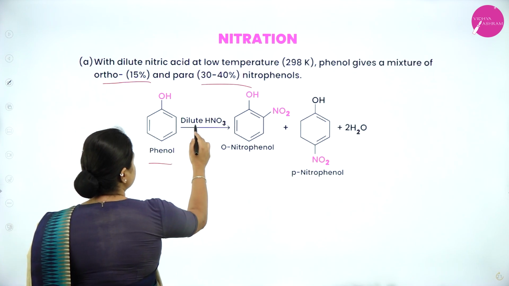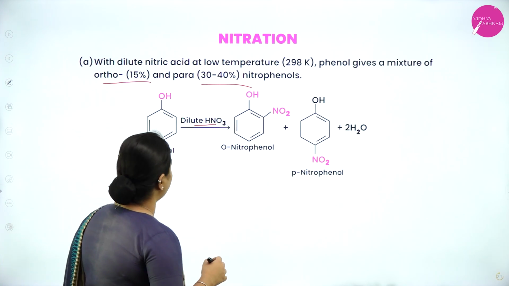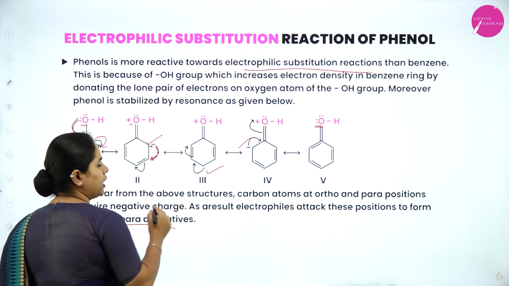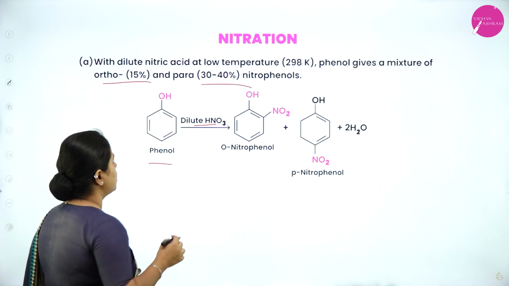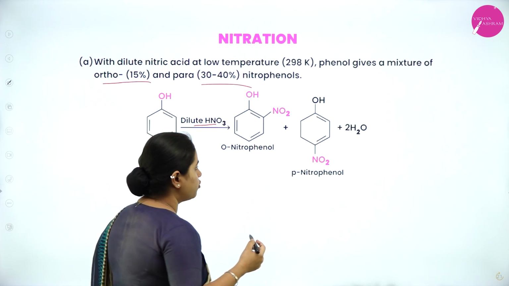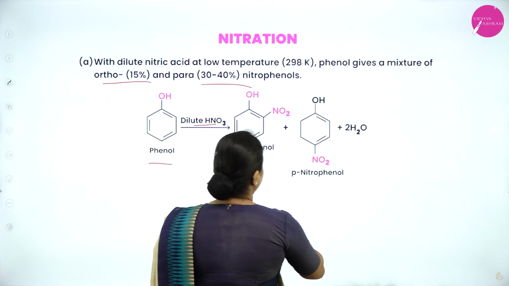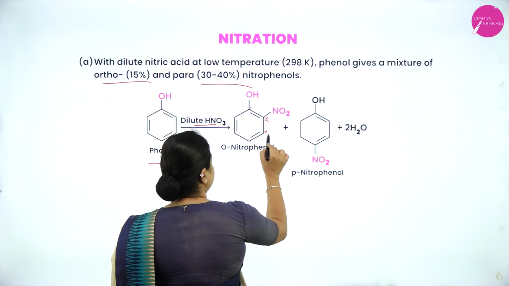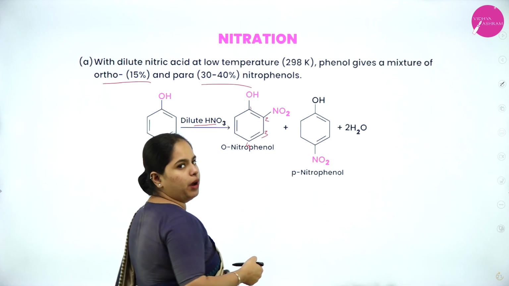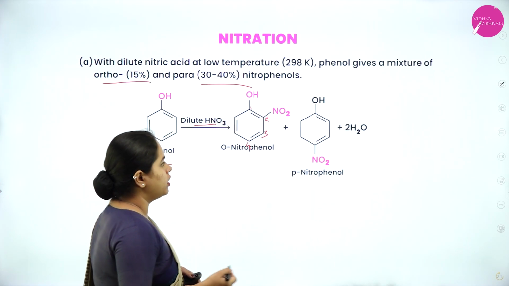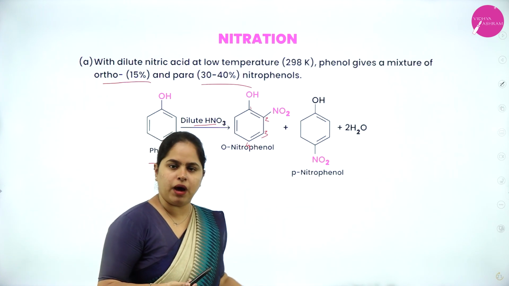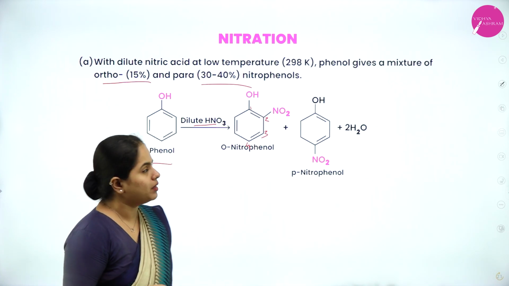So, phenol in the presence of dilute nitric acid, HNO3, what you are going to get, as discussed already from the resonating structures, is the negative charge in the ortho and para positions. So one product will be orthonitrophenol, another one will be para-nitrophenol. This is 1, 2, 3, 4, this is your ortho position, and directly opposite is your para position, right? And water will be removed. Orthonitrophenol and para-nitrophenol are formed. I hope it is clear.